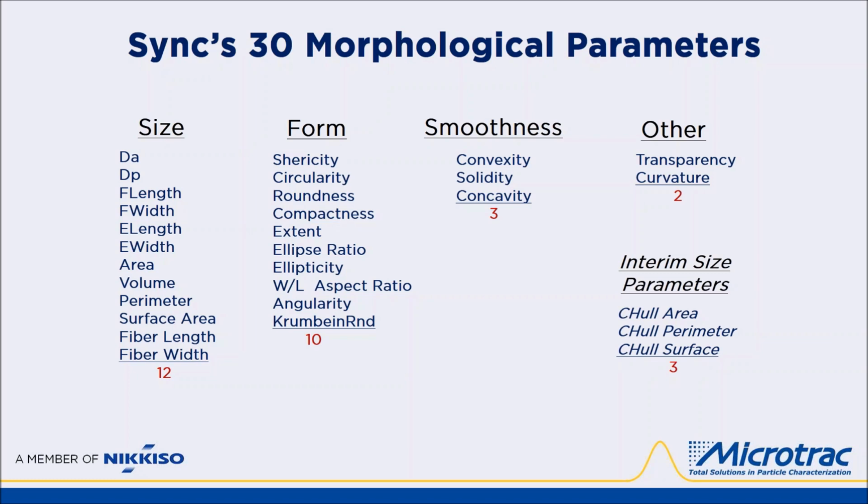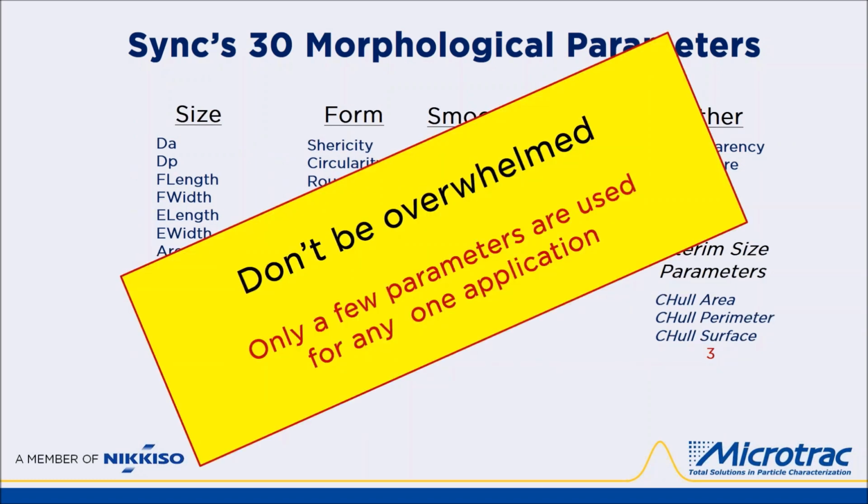On a scale of 0 to 1, convexity and solidity values of 1 are particles with a completely smooth convex surface. Concavity would report the reverse. 2 other parameters report the overall light intensity coming through the particle, transparency, and the curvature of the particle as a gradient of light intensity. Interim size parameters are used to calculate a number of shapes. But don't be overwhelmed. Only a few parameters are used for any one application.